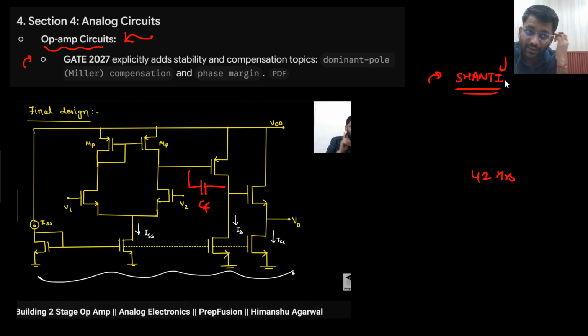Okay. So in the op-amp circuitry, the internal structure of the op-amp, where we are talking about Miller compensation and phase margin and all, I don't think they are expecting this much. Shanti Pawan sir, Professor Shanti Pawan sir, has made a lot of videos on the stability analysis of the op-amp. They have talked about Miller compensation as well as phase margin, and they have given a proper design.